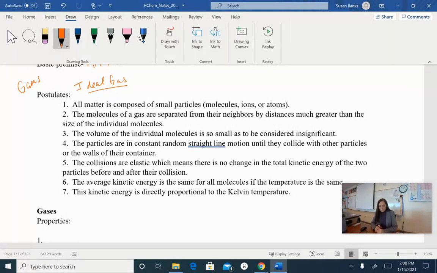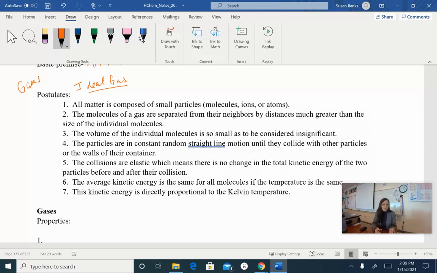Number 3, the volume of individual molecules is so small as to be considered insignificant. So if I took a room full of air and I compressed it down so that the molecules were actually touching each other, the size of the molecule volume would be so small compared to the volume of the room that the air occupies that we consider the size of the volume of the molecules in and of themselves to be insignificant.